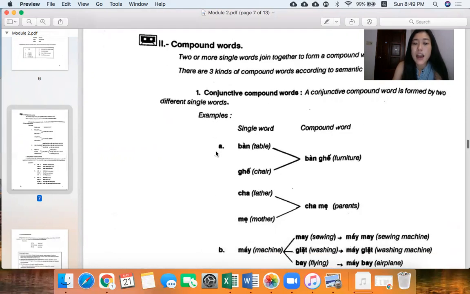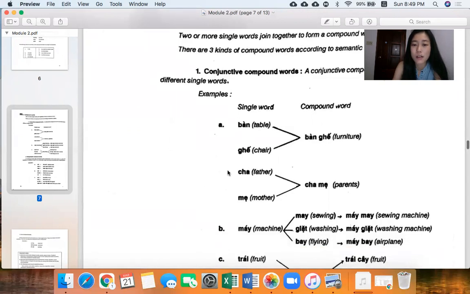Examples. A. Single words: bàn, ghế. The compounded word is bàn ghế. Single words: cha, mẹ. The compounded word is cha mẹ.